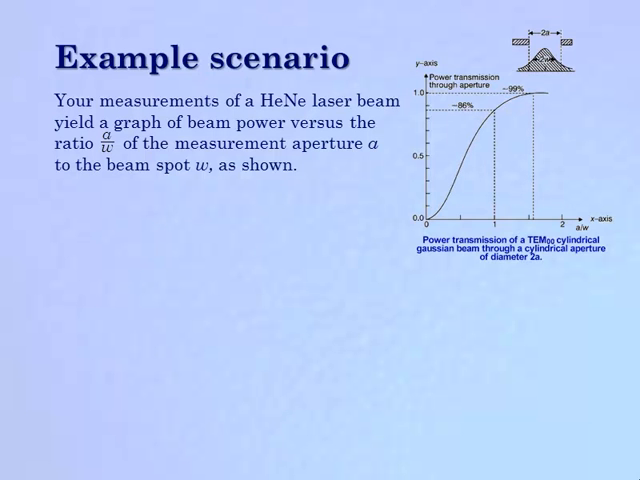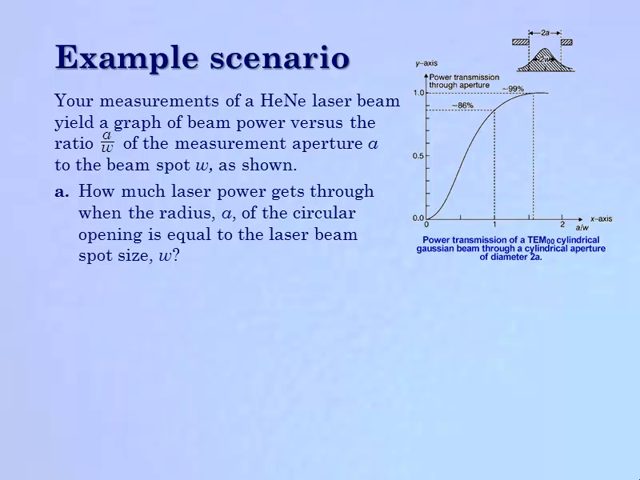Here's an example scenario that you may encounter as a photonics technician. You have a graph of beam power versus the ratio A over W, which is the measurement of the size of the aperture that the beam is passing through, to the beam spot size, W, as shown here. And you may have to know how much laser power gets through a circular aperture when the radius A equals the beam spot width. Otherwise, A over W is equal to 1.